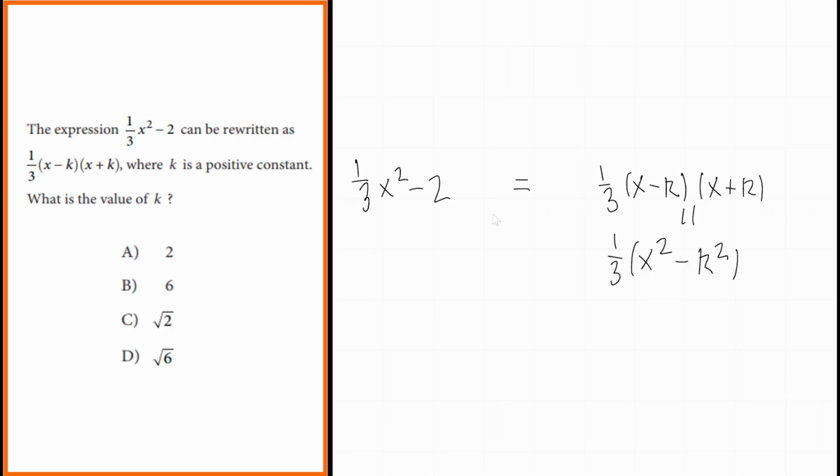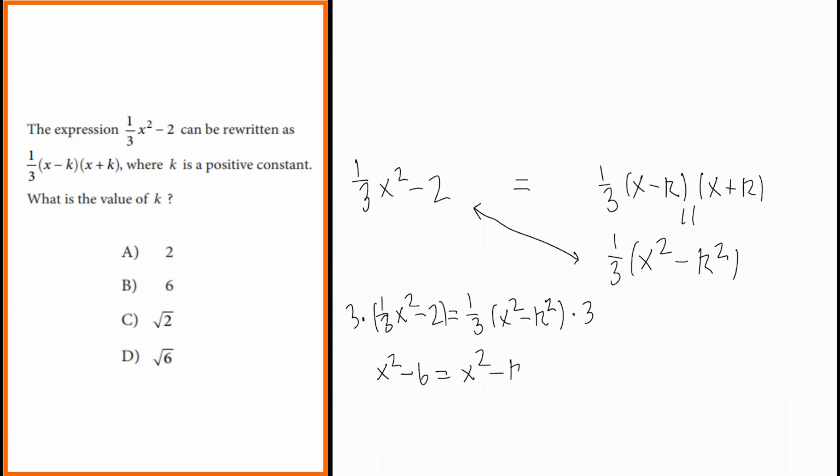And now, if we set these two expressions equal to each other, it will be very straightforward to solve. We have 1/3 x squared minus 2 equals 1/3 times (x squared minus k squared). If we multiply by 3 on both sides, we will cancel out these 1/3 terms, and we get x squared minus 6, because 3 times negative 2 is negative 6, equals x squared minus k squared.